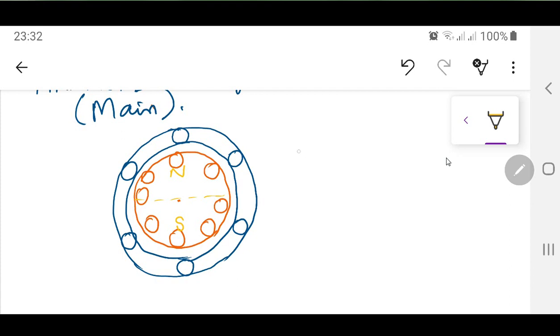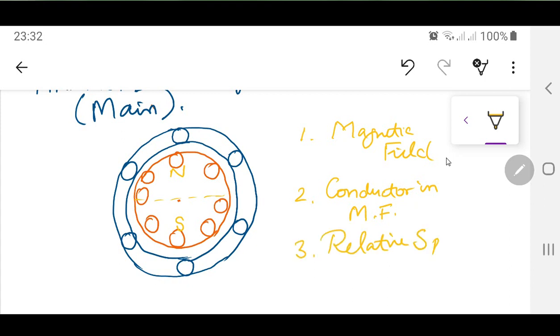Because if you remember the three conditions of the generator phenomenon, the first condition is that you require a magnetic field. The second condition is that there should be a conductor placed in that magnetic field. The third condition is that there should be a relative speed between the magnetic field and the conductor. So say the three conditions are fulfilled over here.